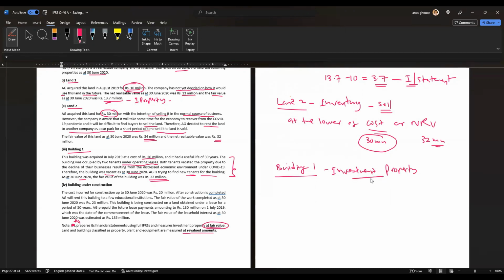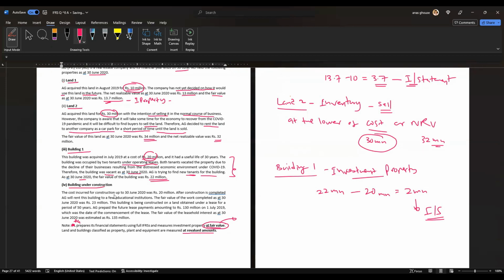So therefore, the company adopts the fair value measurement, fair value model. So therefore, the building has to be valued at 22 million. So 22 million is the fair value, whereas the cost is 20 million. So therefore, this 2 million to be recognized in the income statement. Okay. And the last one, the building under construction.